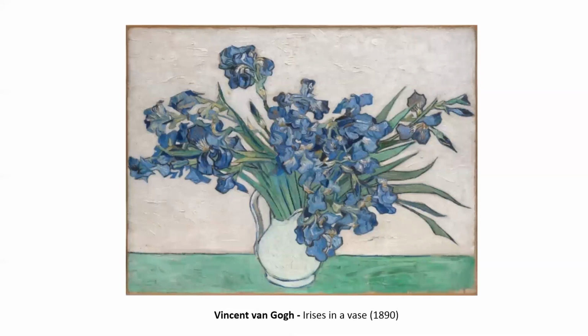Irises in a vase is one among the many still life done by Vincent van Gogh. In this still life, the artist has used a combination of analogous colors to create harmony. Green, blue-green, blue, and blue-violet constitute the main colors in this artwork.